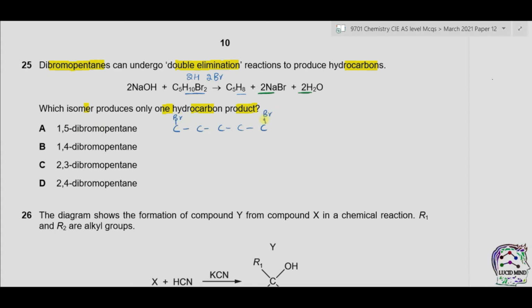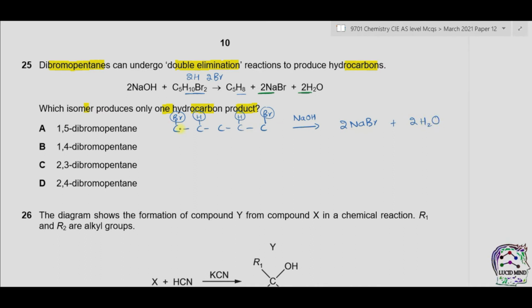Now bromine is eliminated along with the hydrogen atom present on the adjacent carbon. Similarly, this bromine will be removed along with this hydrogen atom. In the presence of sodium hydroxide, sodium will form NaBr along with these 2 Br, so it will be 2 sodium bromide, and these 2 hydrogen will be removed to form 2 water molecules.